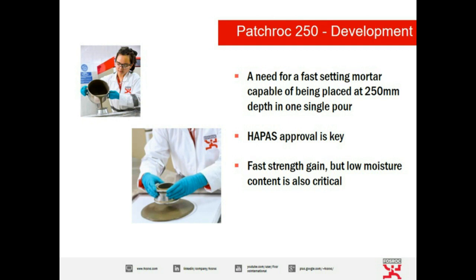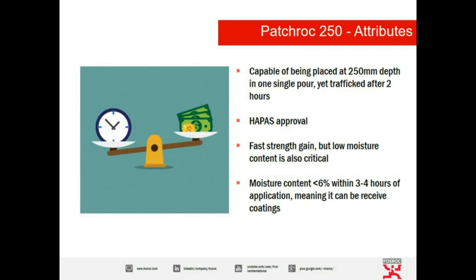So on the back of that conversation, we discussed within Tamworth and within the technical team the development of a new product that would be able to cover a number of factors. As I mentioned, rapid return to service on those products is so important, it's absolutely pivotal that we can get a product that covers a number of requirements for the industry. So, for example, HAPAS approval was key. The need for the mortar to be fast setting, but also to be placed at 250mm in depth, this often being the thickness of a pour slab. And as mentioned, fast strength cure and low moisture.